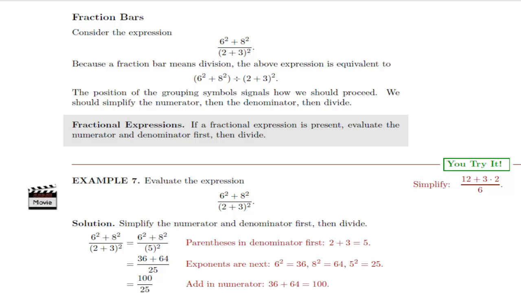We should simplify the numerator, then the denominator, then divide. Fractional expressions: if a fractional expression is present, evaluate the numerator and denominator first, then divide. So we want to simplify in the numerator and simplify in the denominator before we do the division.